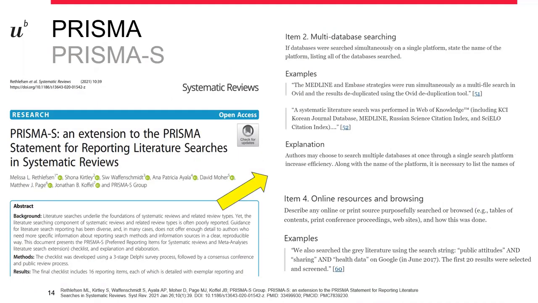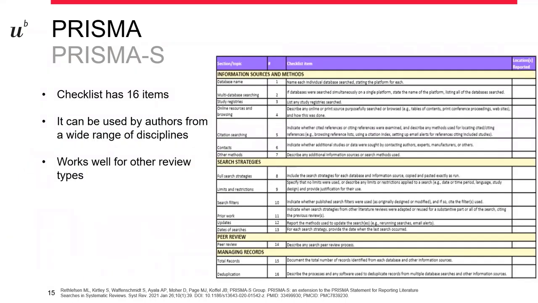And moving to the PRISMA-S, here you see that it has, again, many examples depending on what searching approaches you will use. For example, if you're doing a multi-database search, it provides an example of how you can report that, right? Again, the goal for PRISMA is to be very transparent. If you're going to be including, for example, gray literature or searching online, it also gives you guidance for that as well. And the PRISMA-S checklist has 16 items, and this can be used across a wide range of disciplines. Though it was meant to harmonize with the PRISMA 2020 for systematic reviews, you can also use this for other review types.